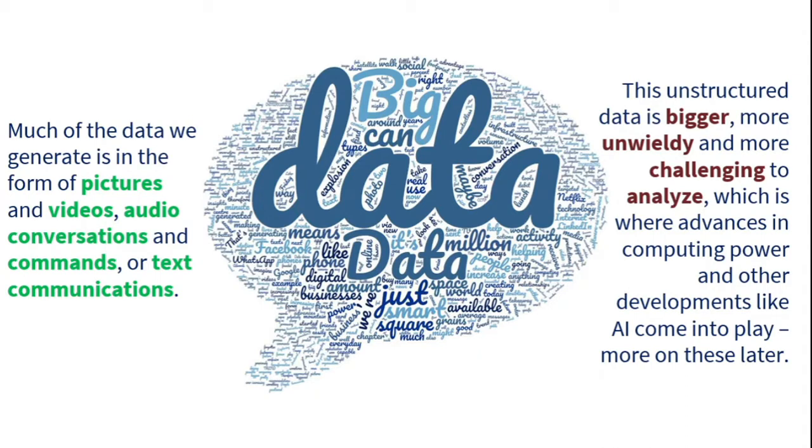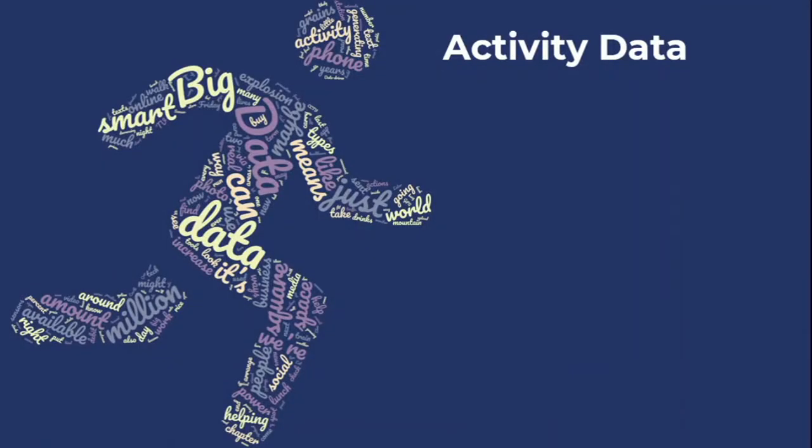This unstructured data is bigger, more unwieldy, and more challenging to analyze, which is where advances in computing power and other developments like artificial intelligence come in, as will be discussed as we go along. The bottom line is that big data is very challenging to analyze. We cannot do that with the mind alone. We need a tool to analyze this, and that is where artificial intelligence comes in. So these are the different kinds of data that we generate day in and day out.